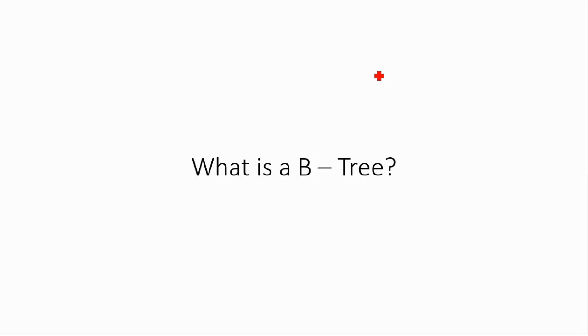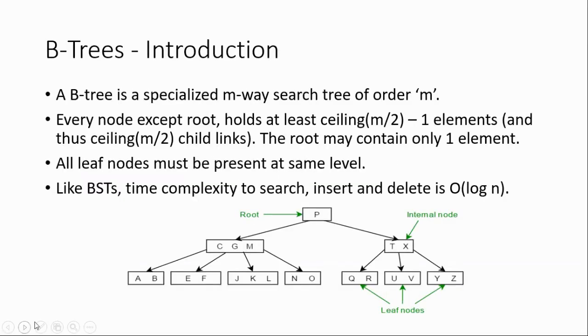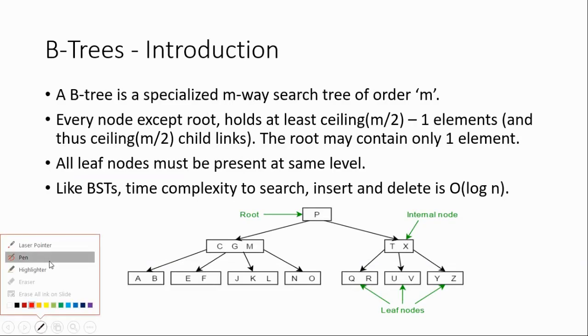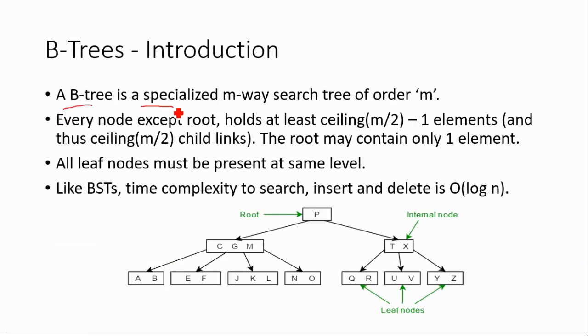So now we come to what is a B tree. According to the definition, a B tree is a specialized M-way search tree of order M. So we have discussed M-way search trees, and a B tree is also a kind of M-way search tree of order M, but it is also specialized. Why? Because it has some more conditions added to the normal conditions of an M-way search tree.